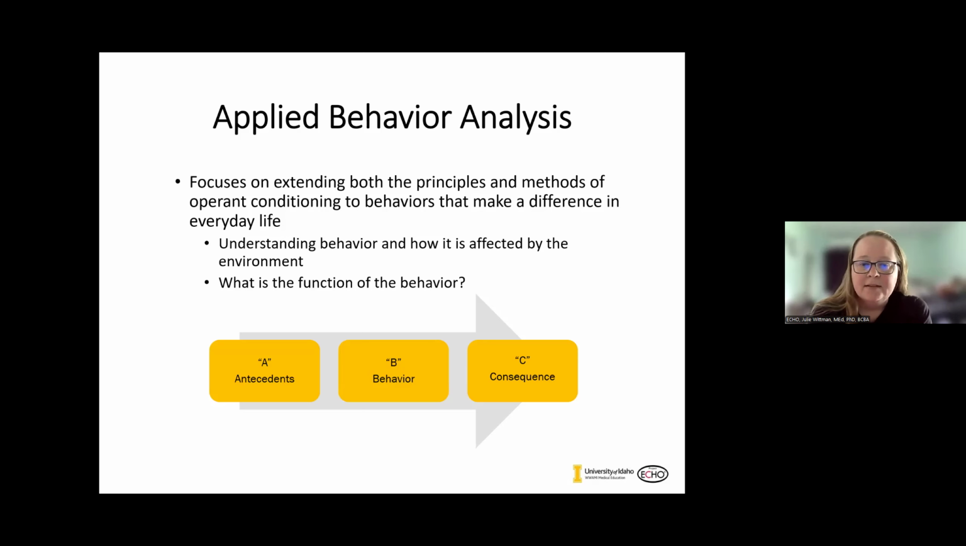Another one is to escape or avoid something that they don't particularly enjoy. We see this a lot in the school setting, but also at home if there's certain adaptive things that they don't like to do. And then the last function is an automatic function, or like a sensory function, because it feels good. So once we understand the function, then we can replace that challenging behavior with a more appropriate one.